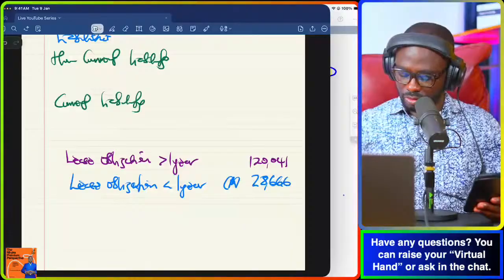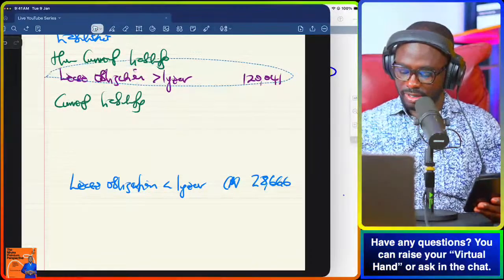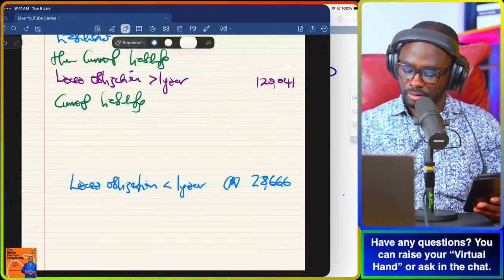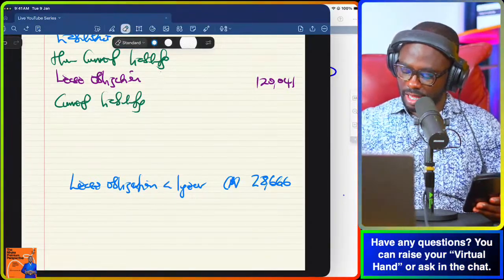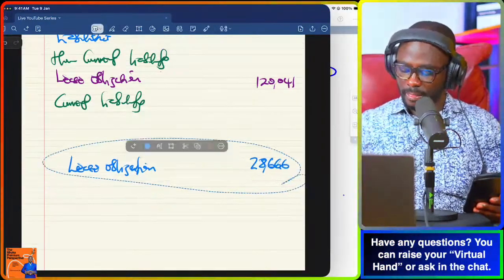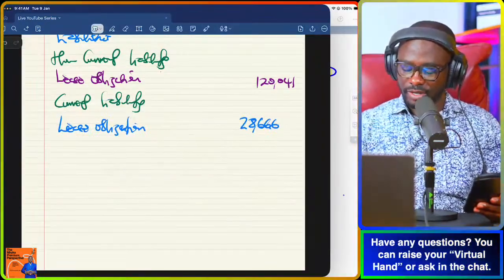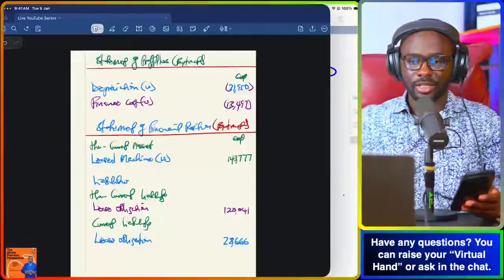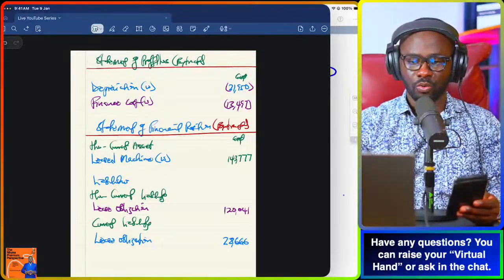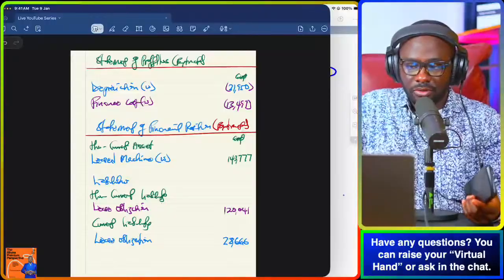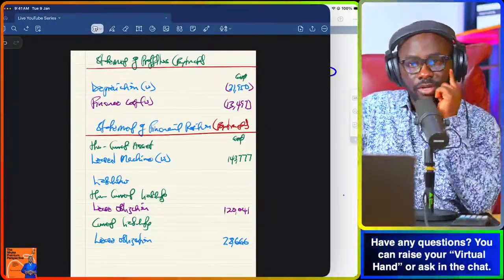So the non-current liability is this figure. And then the current liability is this figure. So assuming we are comprehensively answering the question, this will be how the statement of financial position would also look like. Very sweet, simple, straight to the point.